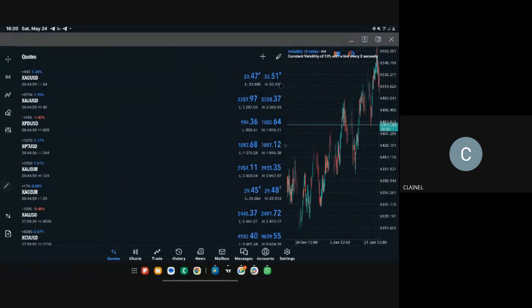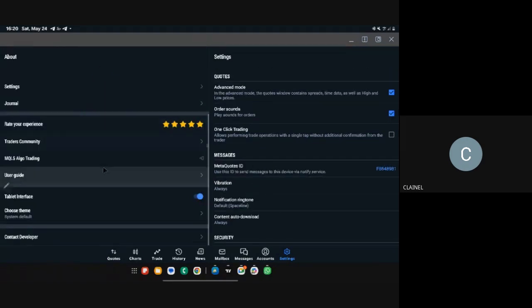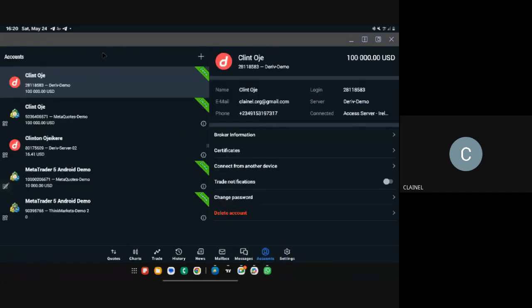So for today, the Forex market is closed, but we are going to be trading synthetics. Right here, we have our menu in our Meta 4, Meta 5. We have the settings where you can set your charts, you can set your sound, your notifications, you can join a trading community. Then we have contact developer. We also have accounts. Here in your accounts, we have different brokers. Today we're going to be using Deriv demo accounts.